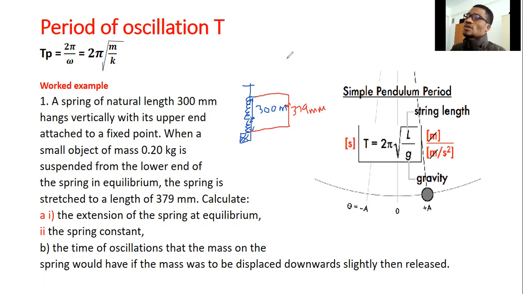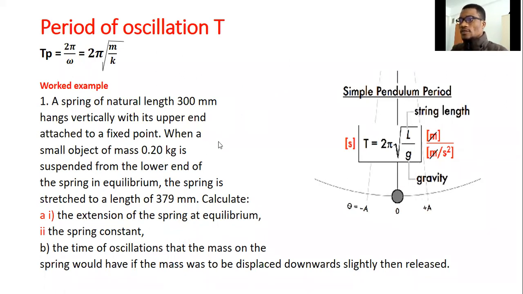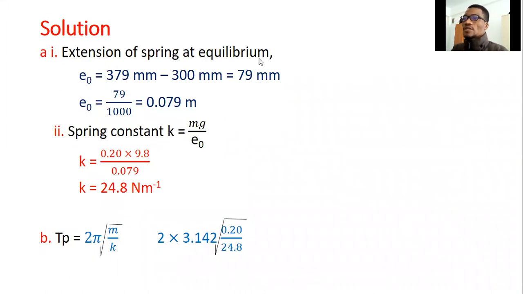So this is very simple to calculate. Let's just clear this and then we start our calculation straight away. Let's go. So extension of spring at equilibrium is given as 379 millimeters minus 300 millimeters, which is 79 millimeters, as you can see from the diagram I drew before. How do we get this? So final extension, final length of the spring minus initial length of the spring gives this. So that's what we did here, and then we arrive at this.